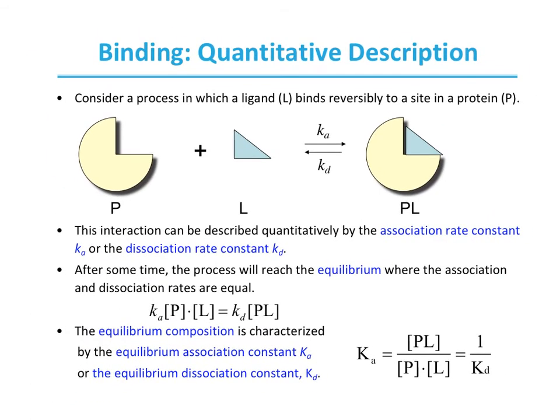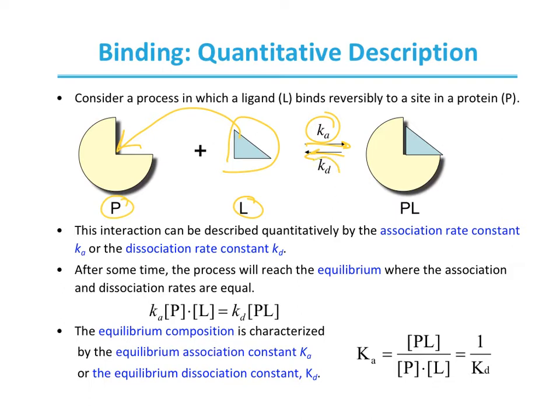Now let's consider a process in which a ligand, L, binds reversibly to a site in a protein that we'll call P. So here's just a cartoon. Here the ligand fits into the binding site of the protein. Now we can talk about the forward reaction and the reverse reaction. For the forward reaction we can give a rate constant, and we would call that the association rate constant. That's going to tell us the rate of the ligand binding to the protein.